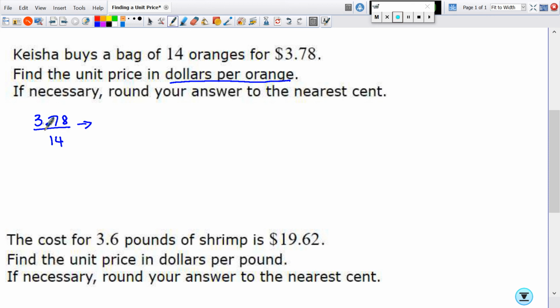14, just do the number in front of the decimal first. So 14 does not go into 3. If it doesn't go in, you put a 0 and then my decimal point. So now we look at 37. 14 goes into 37 2 times. 2 times 14 is 28, but we had 37, so that's 9 extra. So put the 9 there. Now we have the number 98. So 14 goes into 98 7 times, because 7 times 14 is 98. So the unit price is 27 cents.